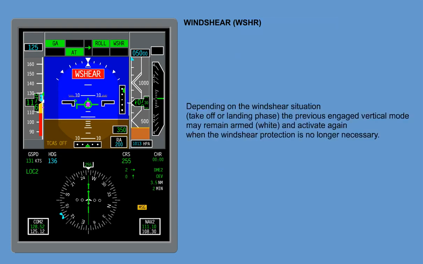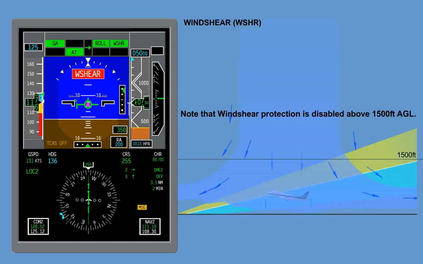Depending on the wind shear situation, takeoff or landing phase, the previous engaged vertical mode may remain armed, white, and activate again when the wind shear protection is no longer necessary. Note that wind shear protection is disabled above 1,500 feet above ground level.